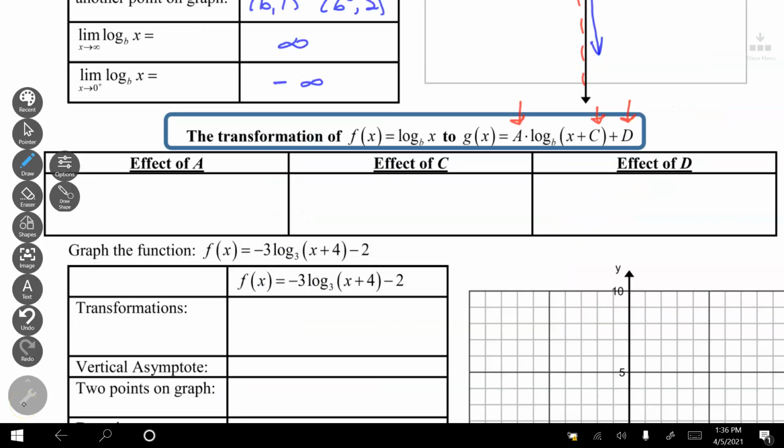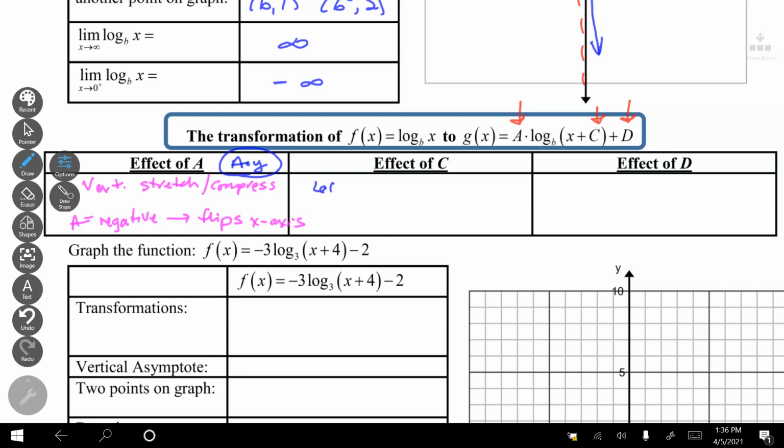So just like we did with exponentials, we have the 3 letters a, c, and d. We're avoiding b because that was the base. So what does a do to the graph? Well, a is a vertical stretch or compression. And if a is equal to a negative, it flips over the x-axis. But in general, my a value is going to change y, so I just do a times the y values.